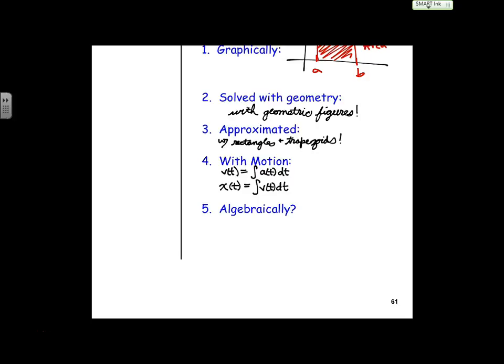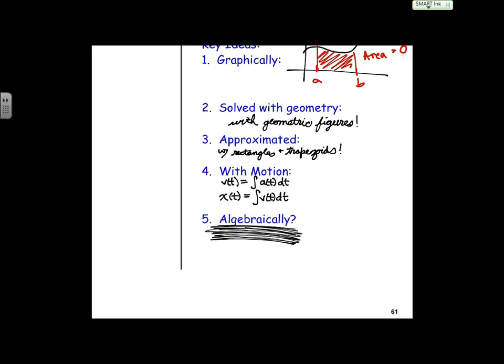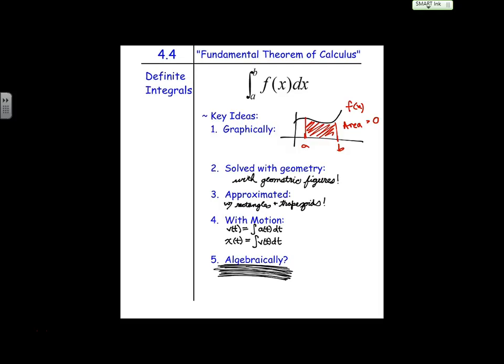Anyway, algebraically? That's what we don't know yet. We don't know how to use antiderivatives, but we're going to learn it, so that's this section. This summarizes everything to do with solving a definite integral, and we know how to do everything but number 5.